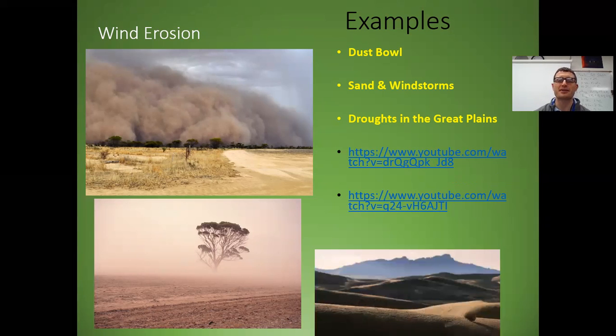Also, we got sand and windstorms. Again, you're going to see these in Australia, maybe see them in Arizona a little bit. Basically, it's when you're going to have a thunderstorm come through when it's super dry, and the wind from that storm just picks up all the dirt, all the sand, all the arid, dry dirt, and it becomes a sandstorm. Crazy stuff. And we just talked about droughts in the Great Plains. So go ahead and make sure you got all that, guys.